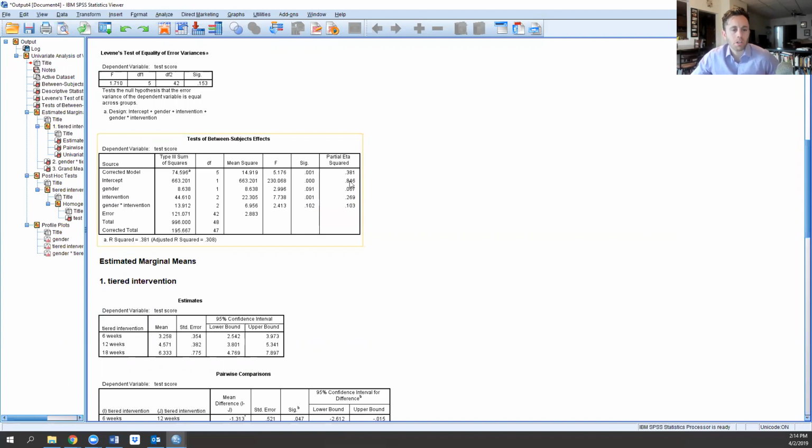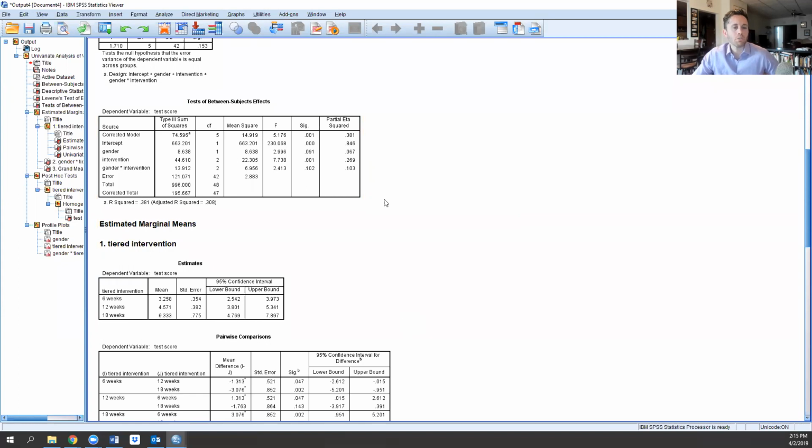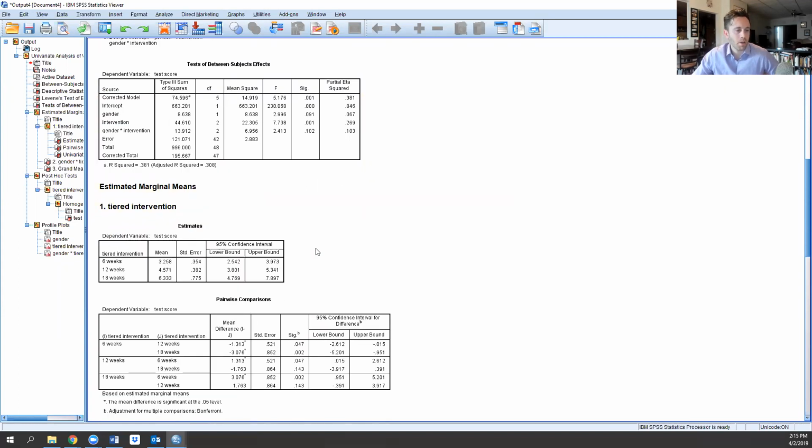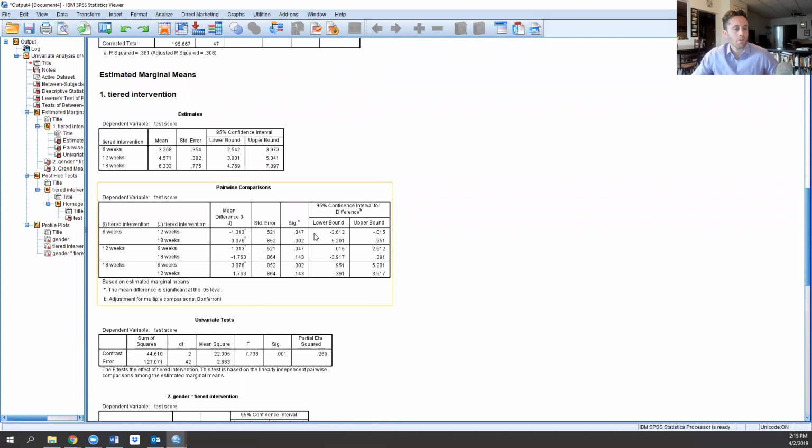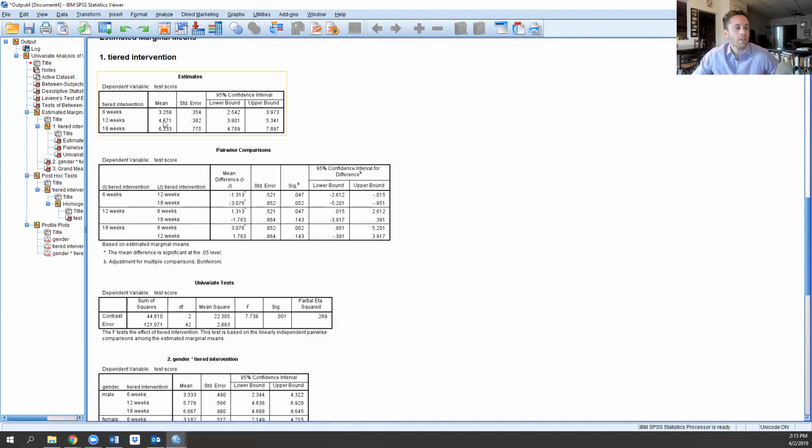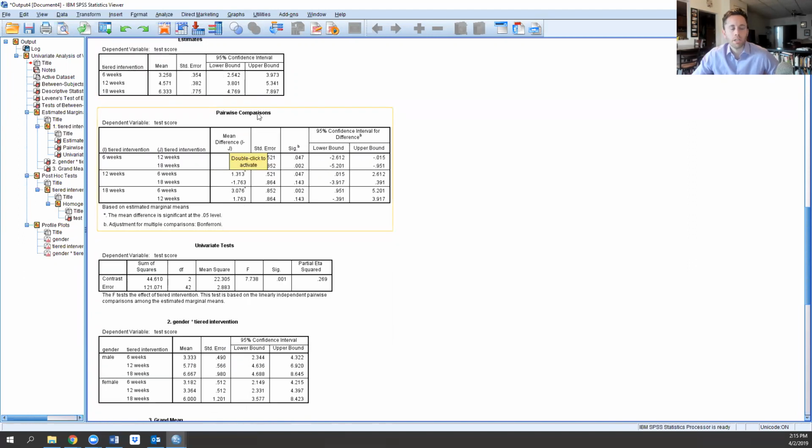And we also know that the partial eta squared shows that the intervention had a 26.9% connection, so that the test scores were 26.9% impacted by the intervention directly. So that's one way of looking at the partial eta squared. We can continue to go down further to look at the overall estimates. We already looked at that, but we really want to pay attention to this pairwise comparison.